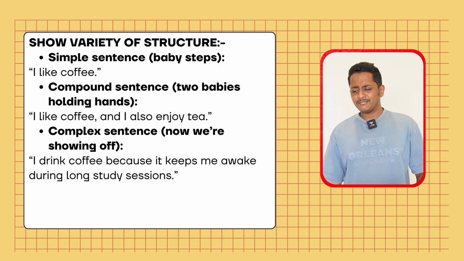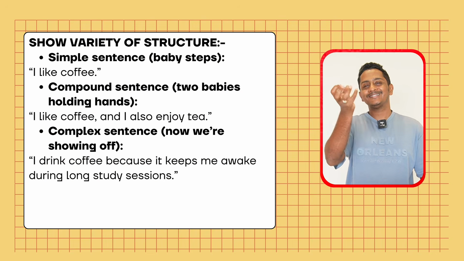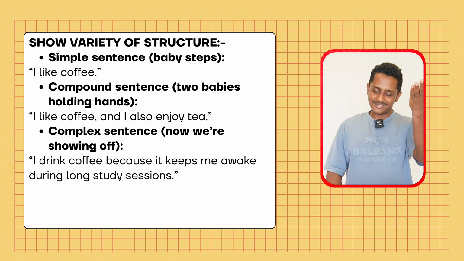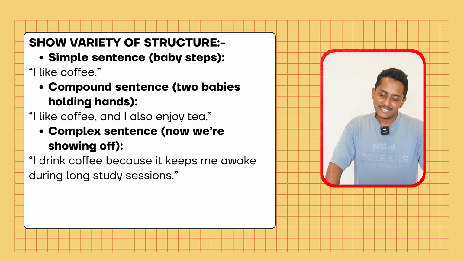I failed in the exam because I followed this poor guy's video. Mine, of course, yes. So wherever you put these subordinate conjunctions, it becomes a complex sentence. For instance, I drink coffee because it keeps me awake during long study sessions.